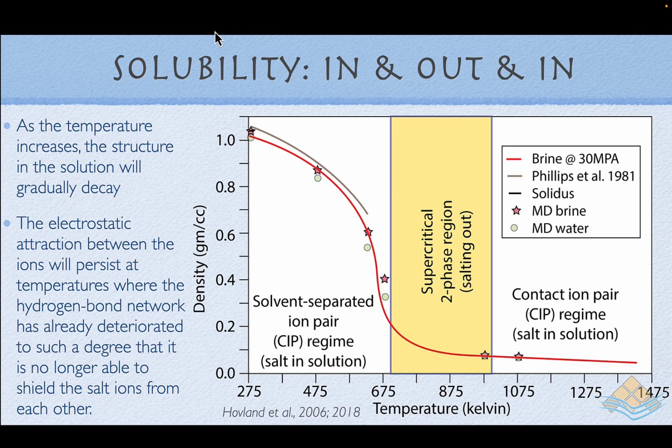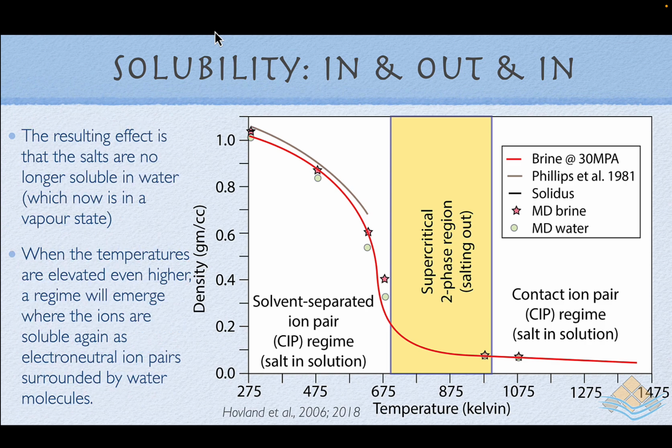As we increase the temperature beyond 374 degrees centigrade, or 675 degrees Kelvin, the structure of the solution decays. And so that polar attraction, which moves those solid ionic species into solution, that electrostatic attraction coming off the polar water molecules, breaks down as we are destroying the effectiveness of the hydrogen bond network. Crystallization, the salting out, defines the point where that hydrogen bond network is deteriorated to such a degree that it's no longer able to shield those salt ions from each other. And so we get a recombination, forming those flashpoint crystals.